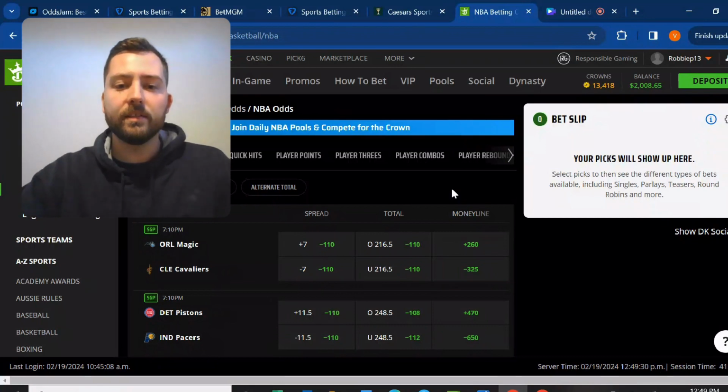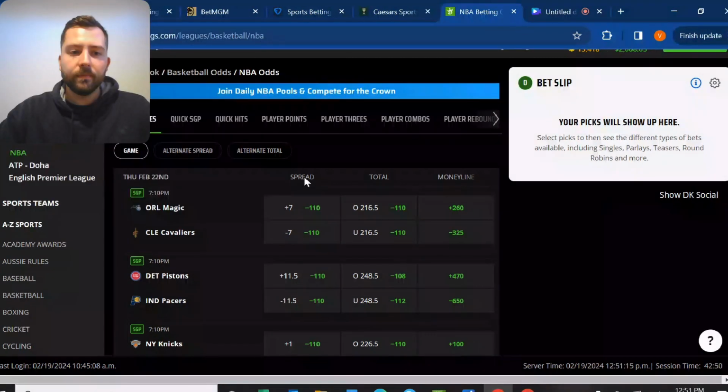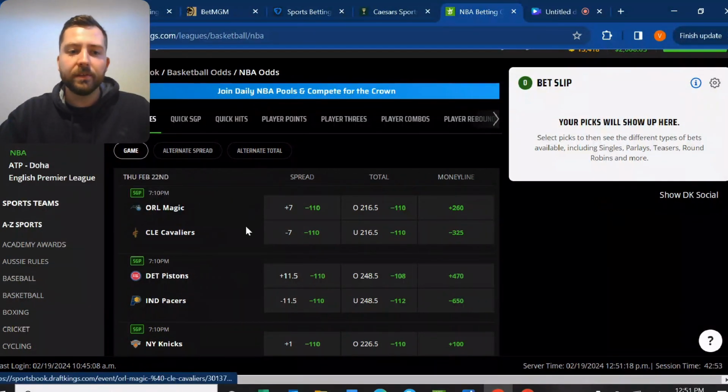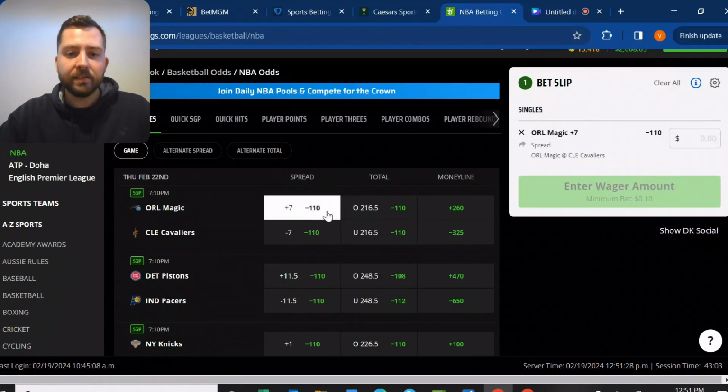So let's just look at these odds here. The books charge a tax on all of their odds. That's how they make money. The tax can also often be referred to as the vig or the juice. Let's add these bets into our bet slip to see how much we have to pay versus how much they pay out. So let's take both sides of this line.